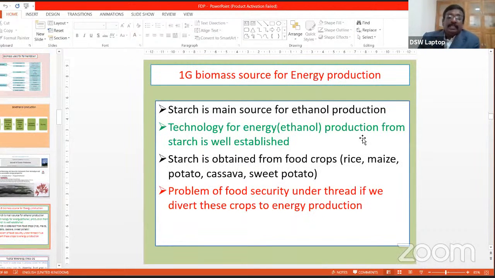Actually, as I told, for the energy crop, we earlier used rice, maize, potato, cassava, sweet potato. But if we use these crops for energy production, then we face a threat to food security. The food crops which are used for energy production are called first generation energy crops. But that is challenging.